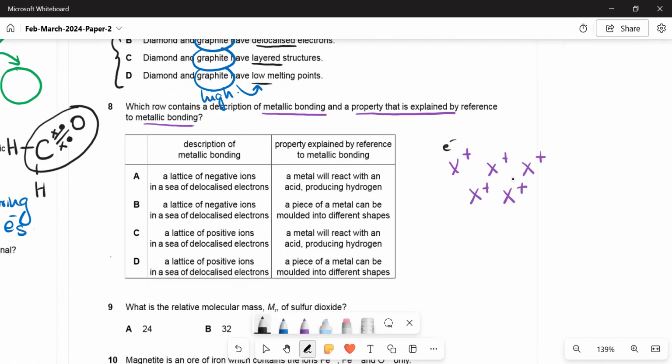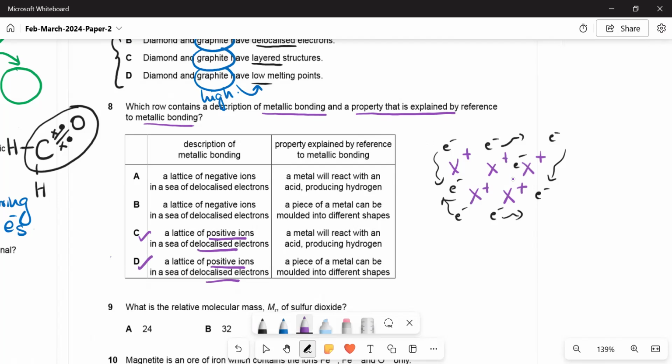And then there are some delocalized electrons which are everywhere in the structure, creating the sea or the cloud of electrons. They just roam randomly into the whole structure. And this creates a force of attraction between the positive and the negative charge. So it's a lattice of positive ions in a sea of delocalized electrons. So the answer will be from C or D. It's a lattice of positive metal ions. Now, which property is explained by this description?